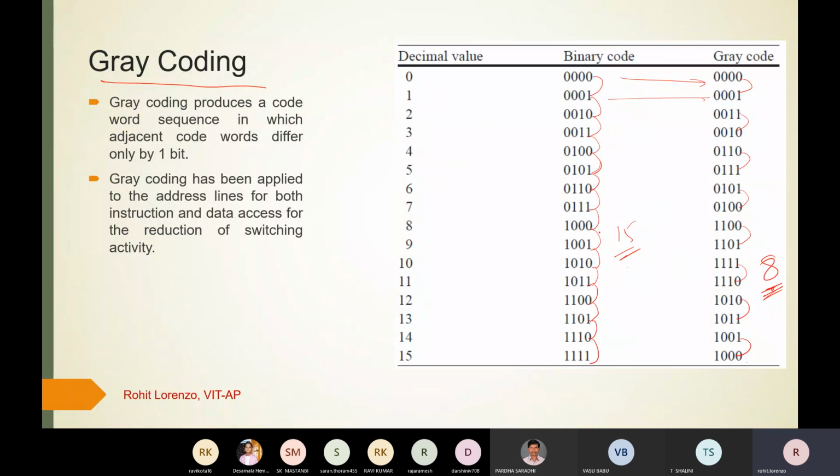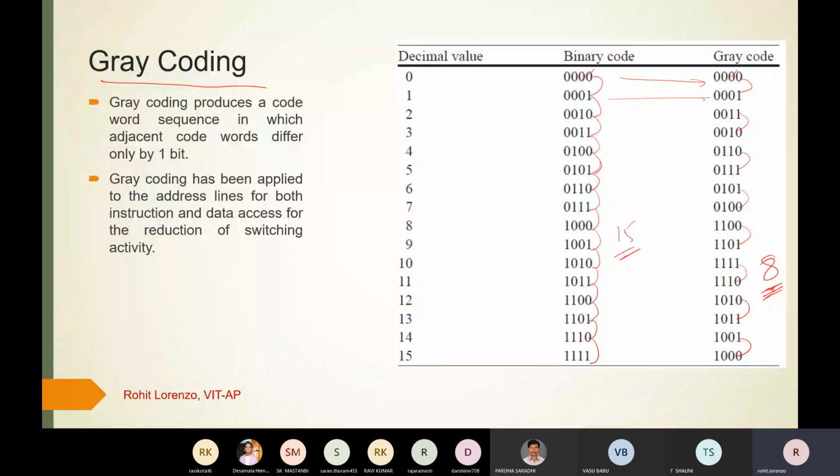So what I want to say is, if I encode my data and send it in this form, overall transitions will reduce. By reducing the transitions, I am able to reduce the switching activity. In this way I can minimize power dissipation. So this is one technique.